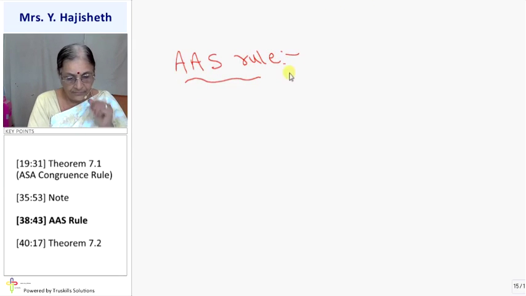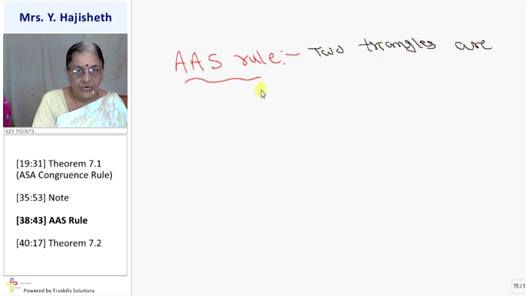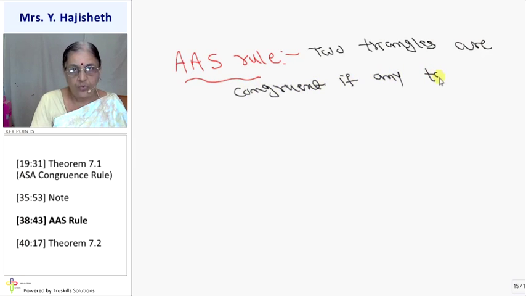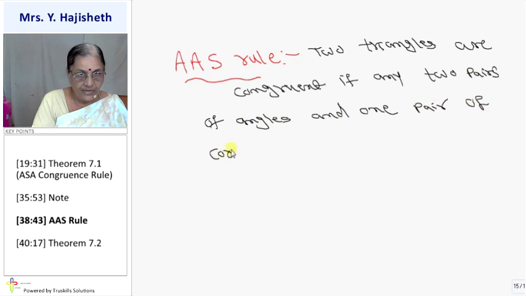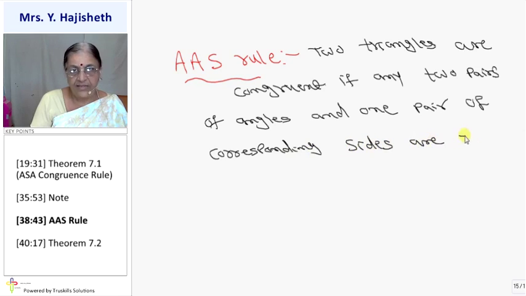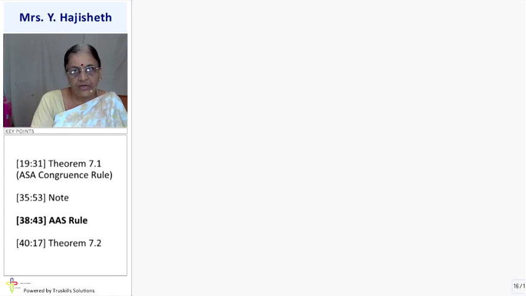How is it written? Two triangles are congruent if any two pairs of angles and one pair of corresponding sides are equal. Two triangles are congruent if any two pairs of angles and one pair of corresponding sides are equal. It is not necessary that the side should be included, okay? Side is not included, then also it will do.